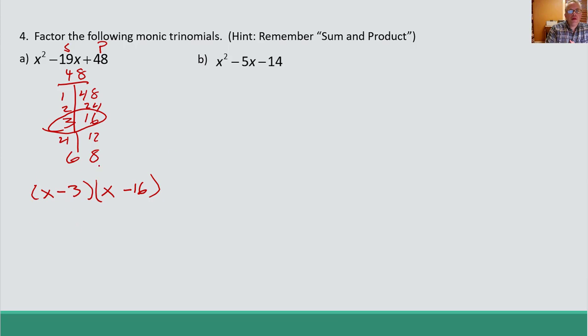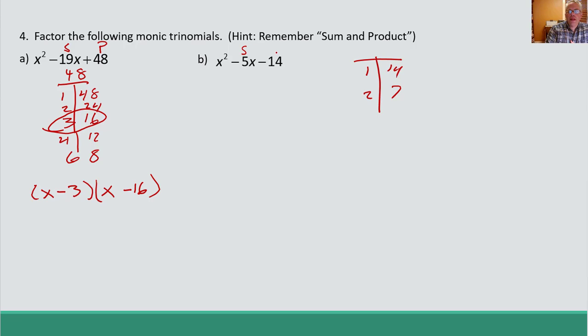So in my factor table, I write all the positive factors, but I think, is one of them going to be negative or both negative? And then I go ahead and factor it. All right, here, negative 14. All right, so 1 and 14, 2 and 7, that's kind of it.